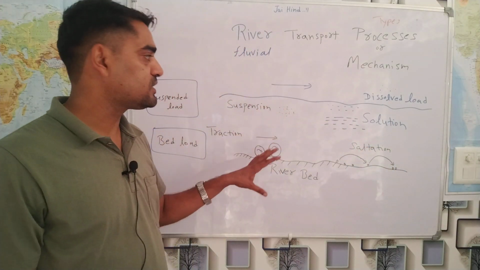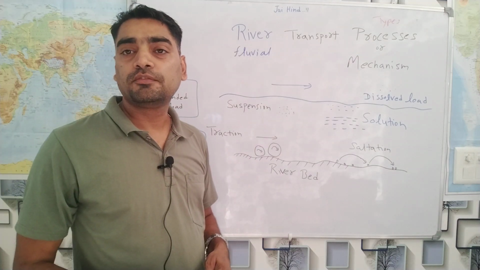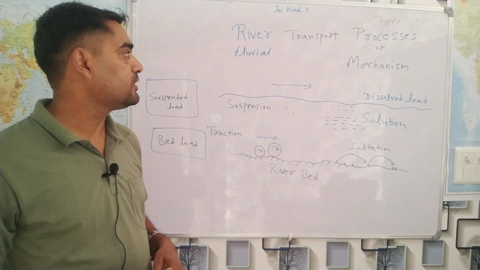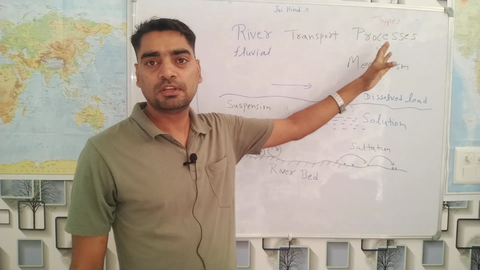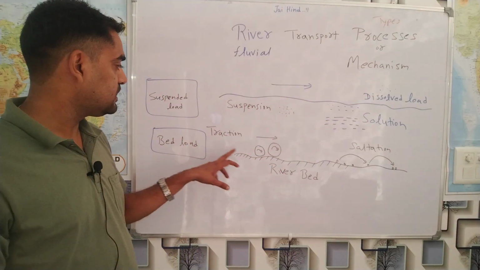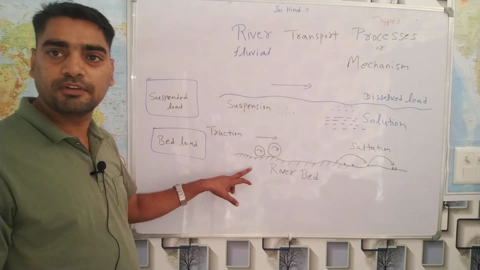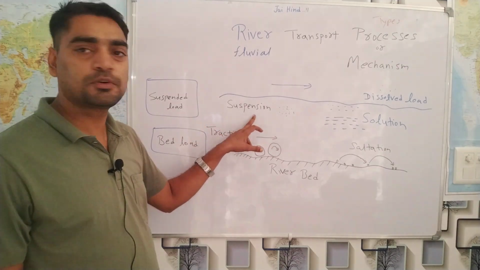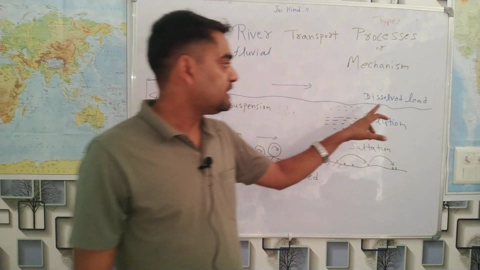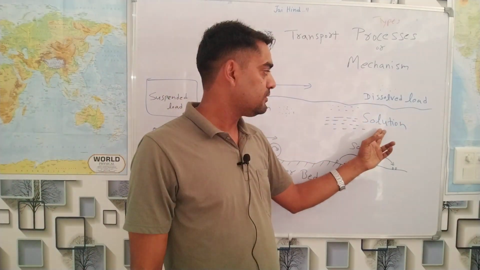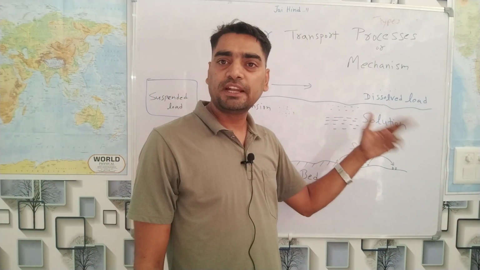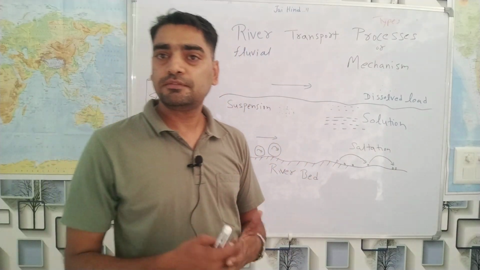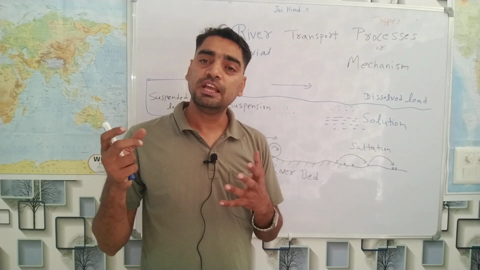So, these are the four fluvial transportation processes, or river transport mechanisms. Three kinds of load are there: the bed load, which is on the river bed; the suspended load, which is transferred by suspension; and the dissolved load, which is transported with the help of solution from one place to another. So, in this way the river transports the river load.